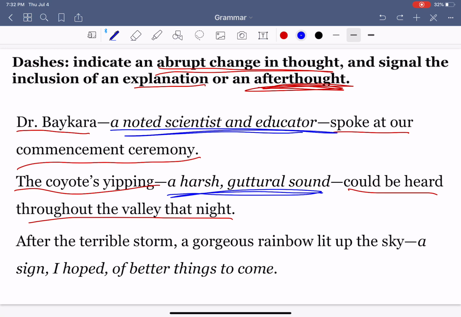After the terrible storm, a gorgeous rainbow lit up the sky — a sign, I hoped, of better things to come. In this case, since the interrupting clause is at the very end and it ends with a period, you only have to use one dash to separate it from the previous clause. But yeah, so that part, a sign, I hoped, of better things to come, that is a clause. It doesn't sound good by itself. It's just kind of thrown in there at the end of the sentence. So we can set it off with a dash.